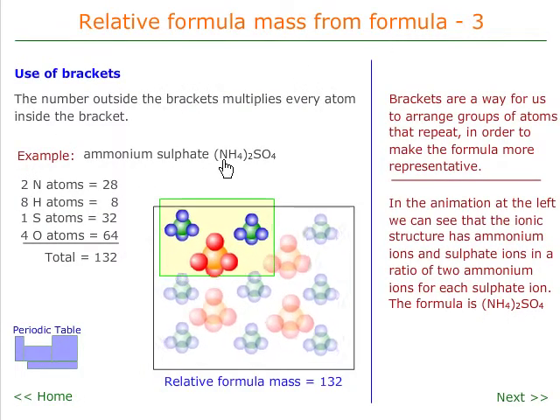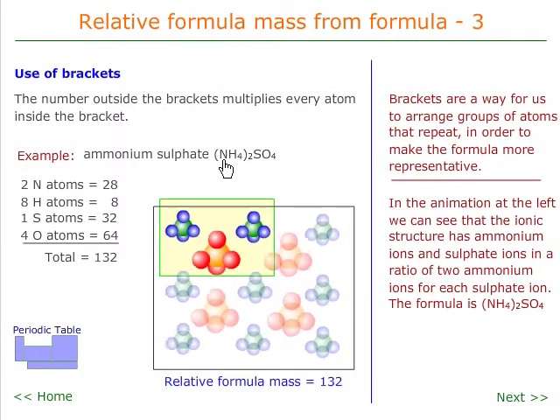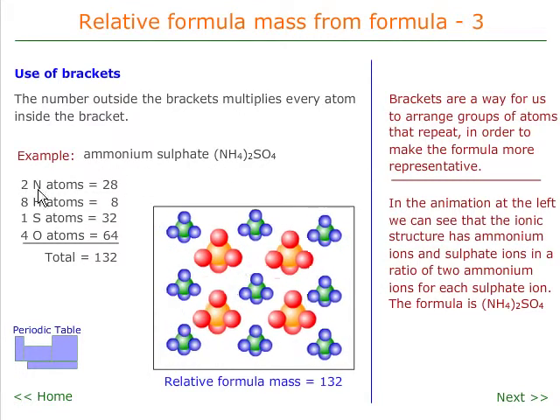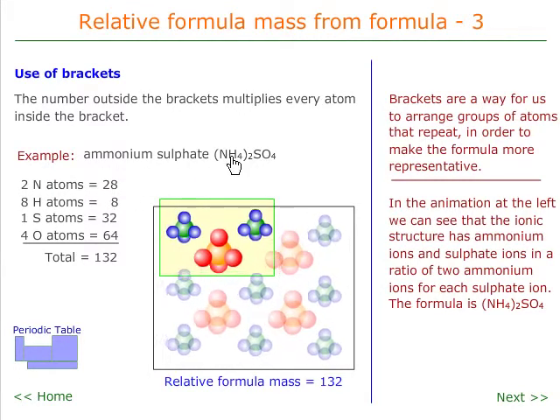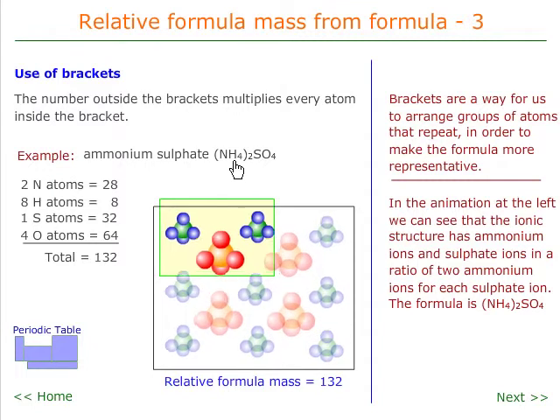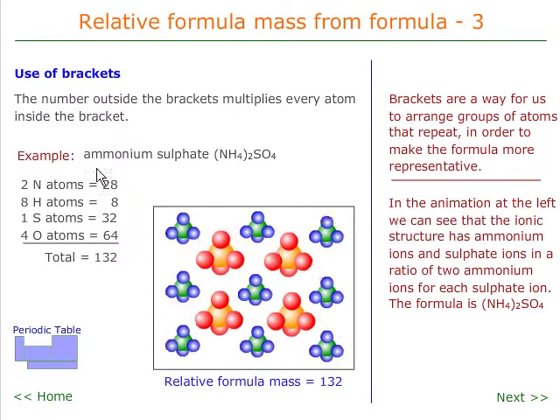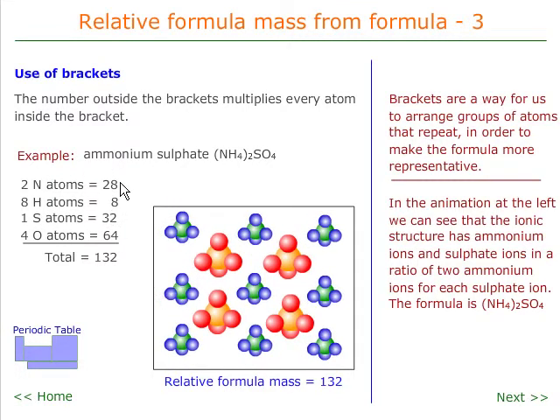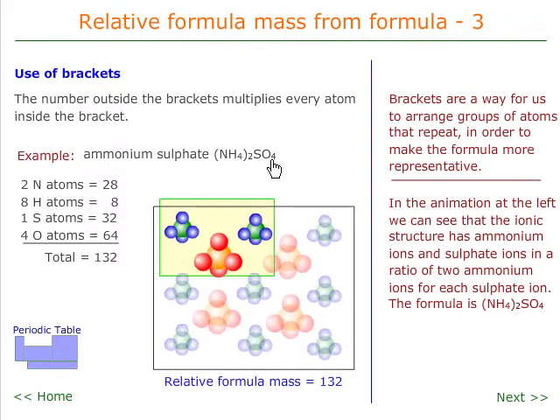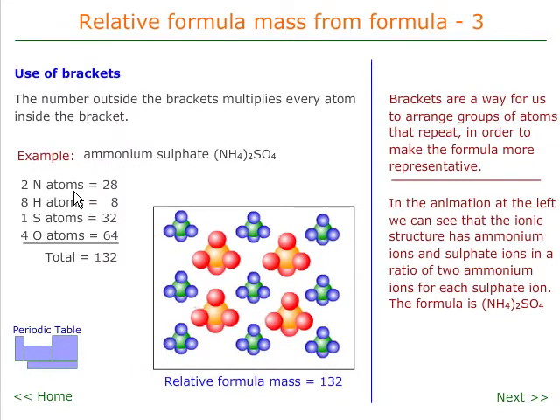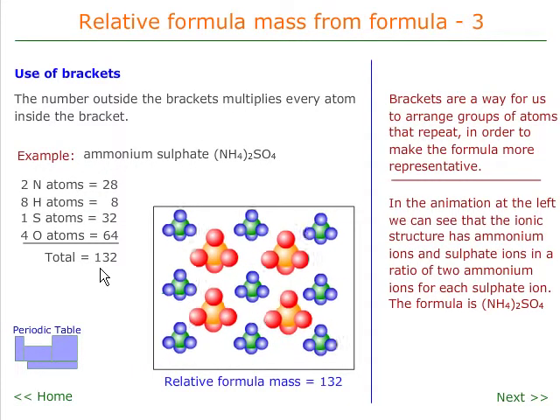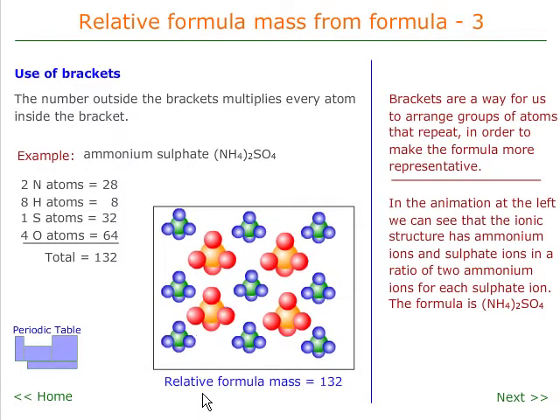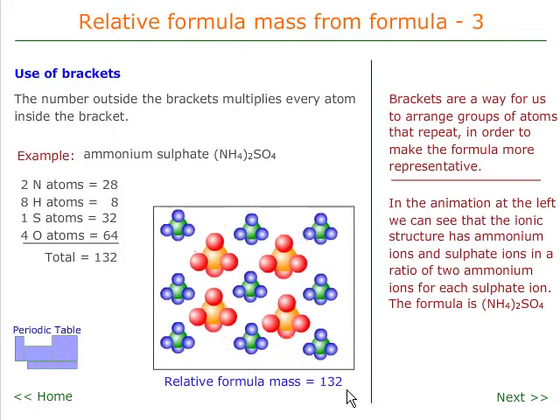So in (NH4)2SO4 there are 2 nitrogen atoms. There are 8 hydrogen atoms, that's 4 times 2. There is 1 sulfur atom and 4 oxygen atoms. When we add these together we get 132, so the relative formula mass of ammonium sulfate is 132.